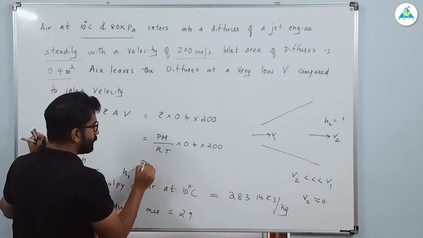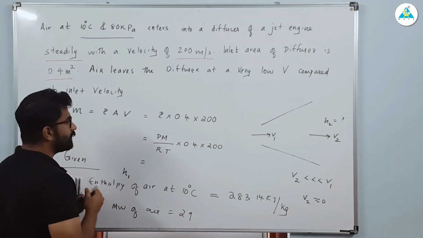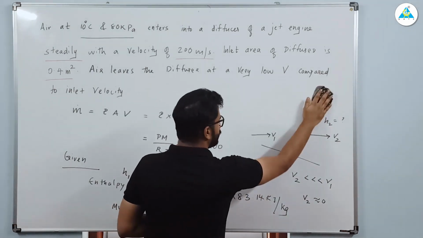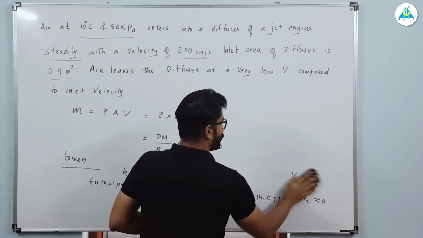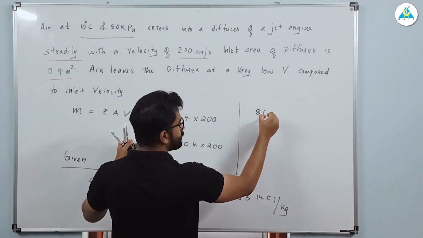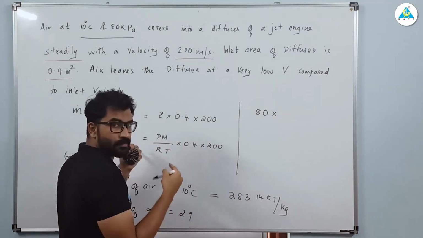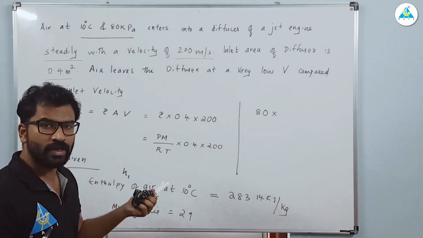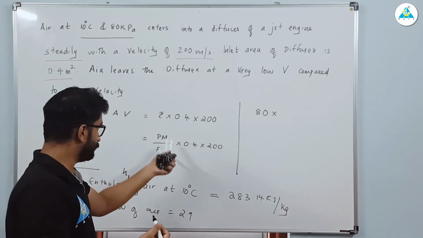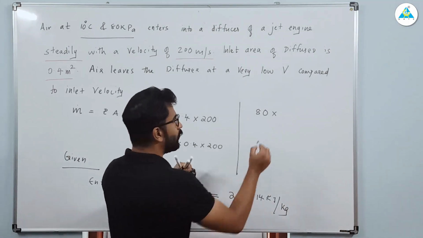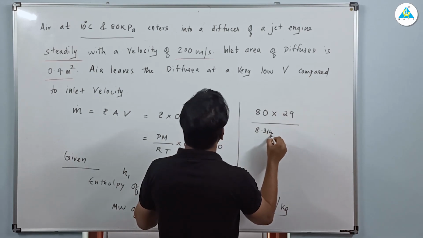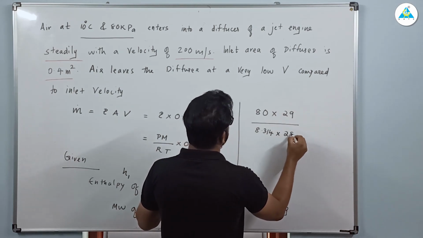Pressure is at 80 kilopascal, right? So substitute the values here, and you will get the answer. Pressure is 80 kilopascal. I am substituting it as 80. Since I am substituting in kilopascal, there is no need to multiply by 10 power minus 3, if you remember the first class when I discussed this equation. So molecular weight is 29. R is 8.314. Temperature is what? 10 degrees Celsius, that is 283.